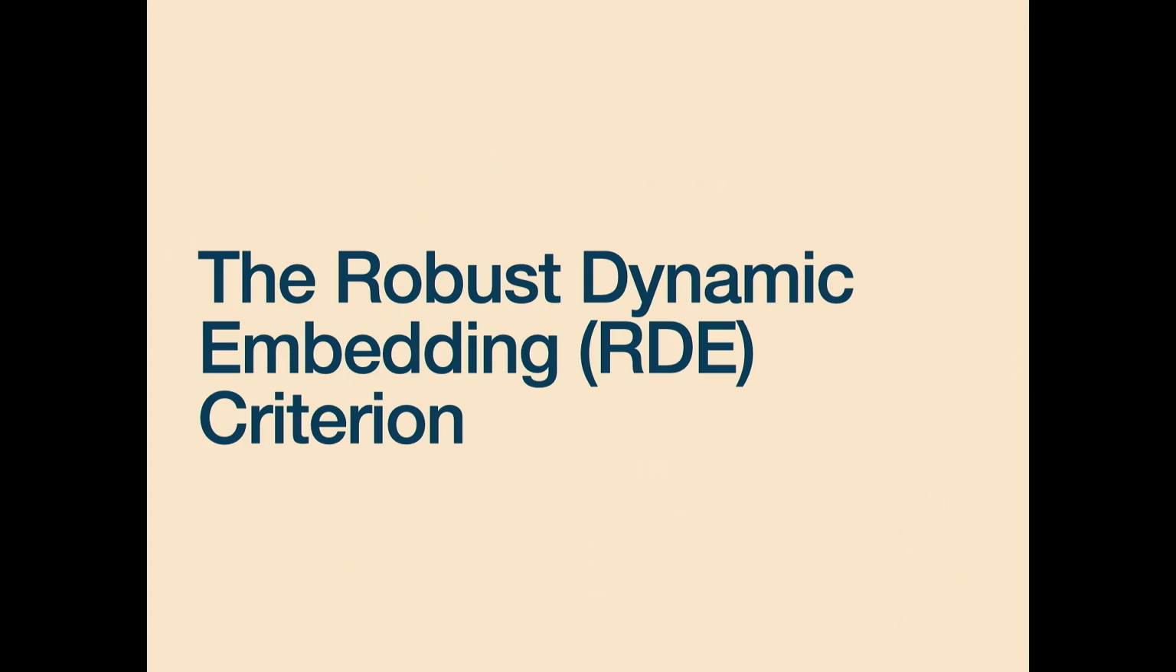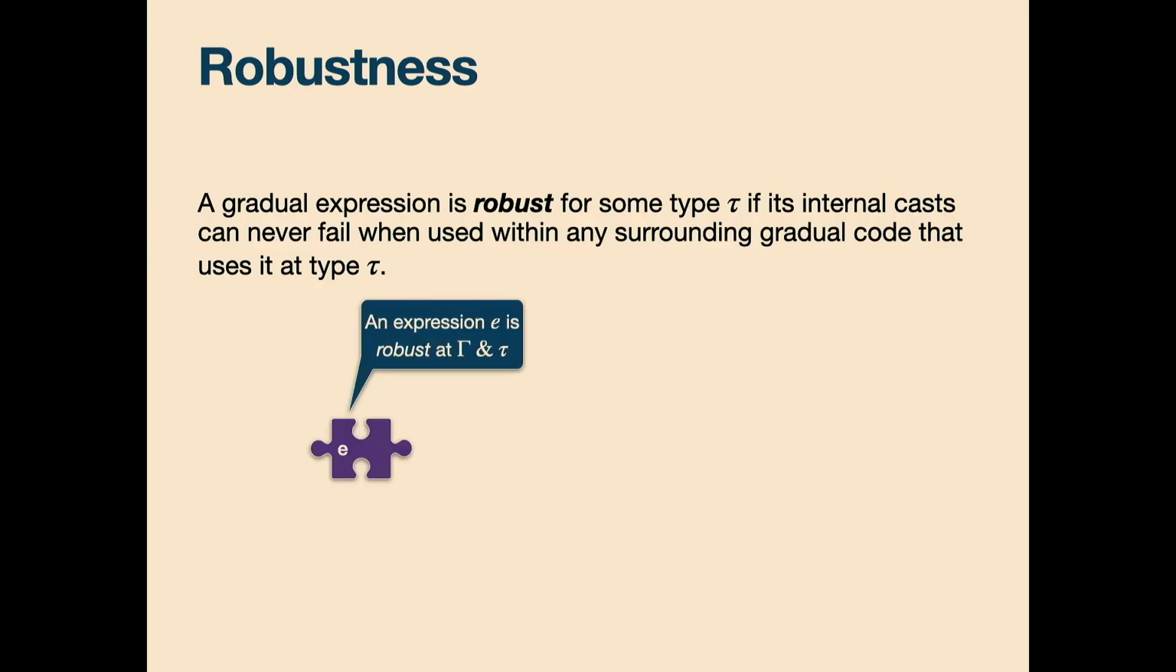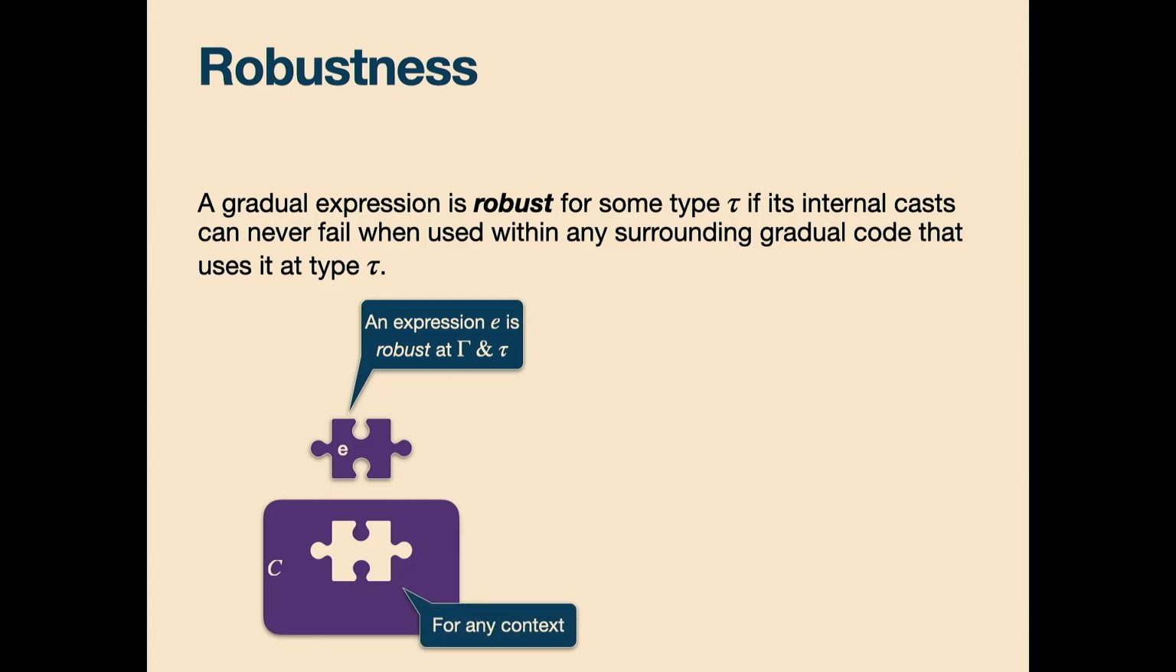So in this paper, we introduce a new criterion that we call the robust dynamic embedding, or RDE. To present this, we start with the definition of what it means to be robust. We say that a gradual expression is robust for some type tau if its internal casts can never fail when used with any surrounding gradual code that uses it at type tau. So intuitively, if you have an expression E, we say that it's robust at gamma and tau if, given any context that is well typed for gamma and tau.